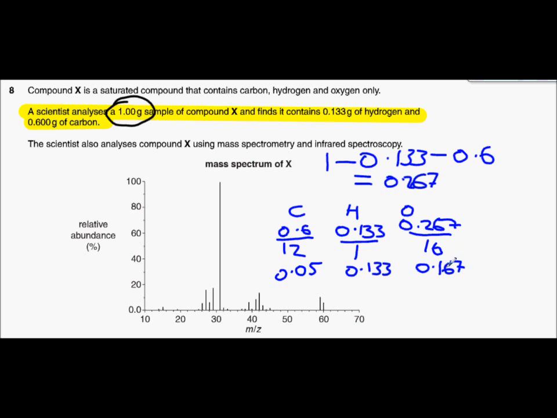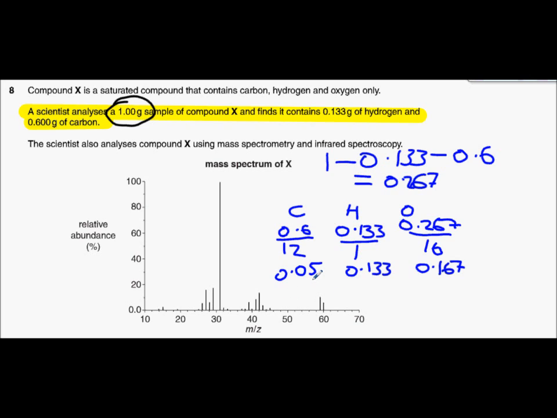Notice I'm rounding still to 3 significant figures because that's the number of figures that they've given me for the hydrogen there, so I'm using the same number of significant figures. Now, it's important that you show this working because this working is going to be worth a mark. Then we can divide through by the smallest. Just checking which the smallest is. Here we've got the smallest is 0.05.